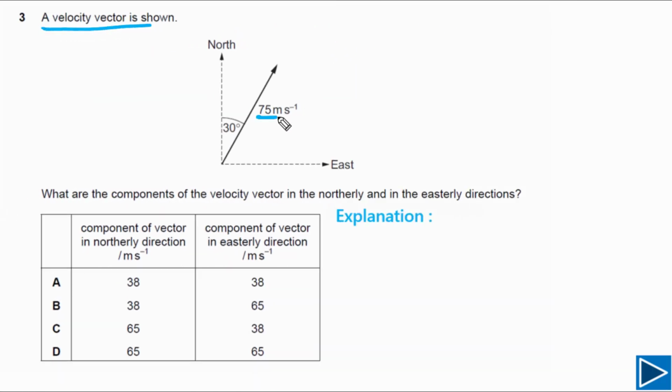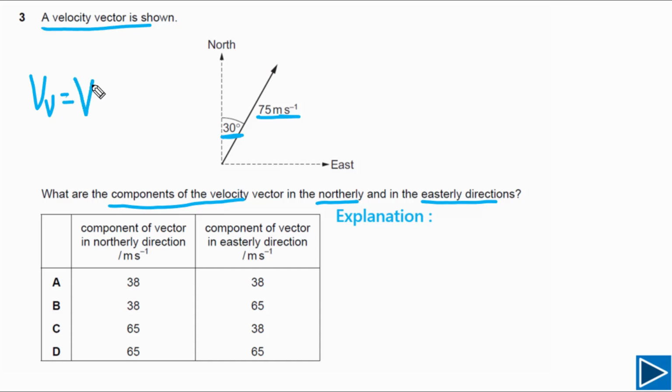As you can see here, the magnitude of the velocity is 75 and the angle with vertical is equal to 30 degrees. The question is asking us about the components of the velocity vector in north direction and also in east direction, so simply it is asking us about the vertical component and the horizontal component.